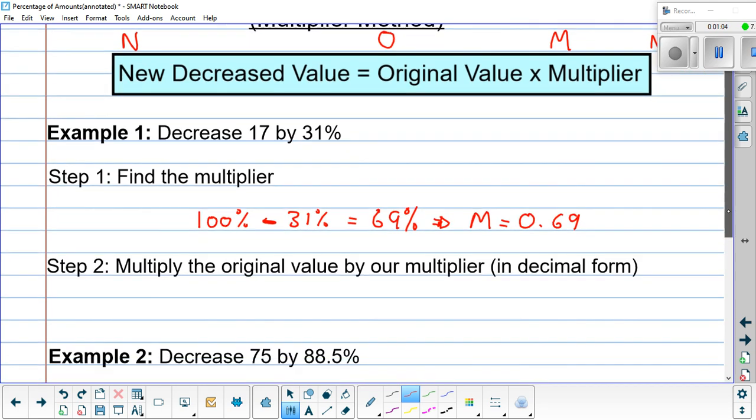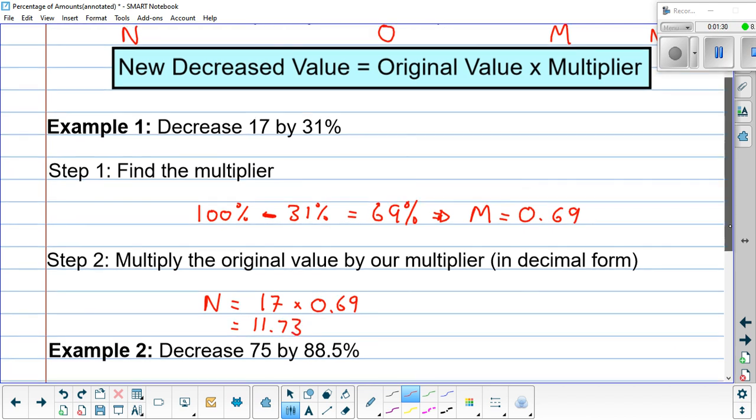Now let's multiply to find the new amount, just like we did before. So our n equals, our original was 17, and I chose to keep the same numbers so you can compare while you're running through your own work. Put that into our calculators, and we get 11.73.